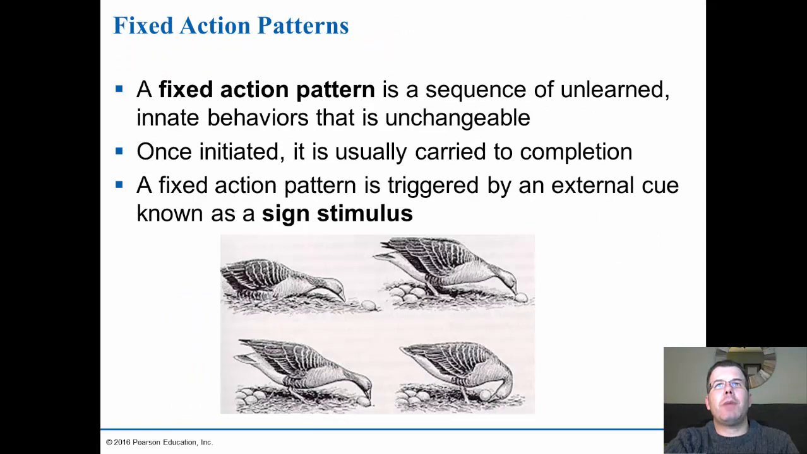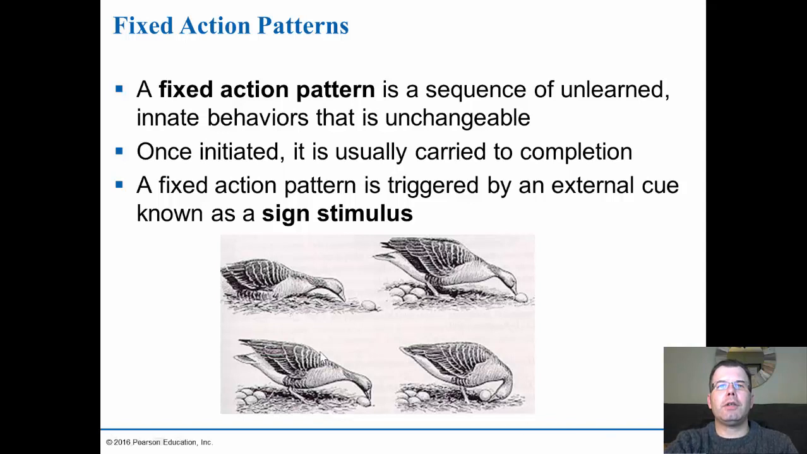Now, a fixed action pattern is a sequence of unlearned innate behaviors that is unchangeable. So this is something that is done over and over again, that no matter how many times the animal does it, they keep doing it over and over again. And it's something that they don't have to learn. They just kind of just know. It's kind of ingrained in their DNA and their behavior. Once initiated, it's usually carried on to completion, and then the fixed action pattern is triggered by an external cue known as a sign stimulus.